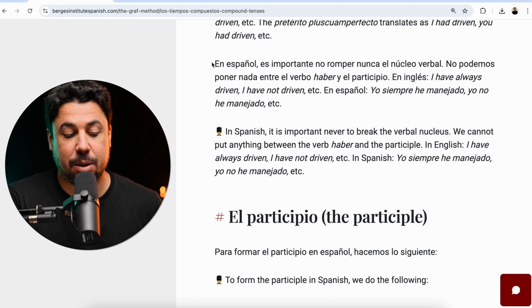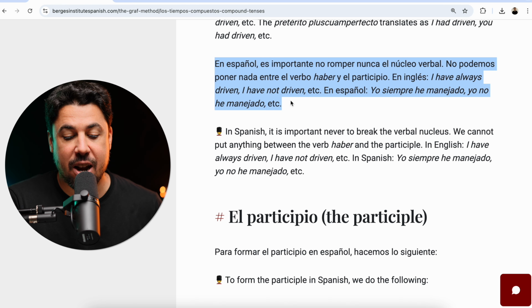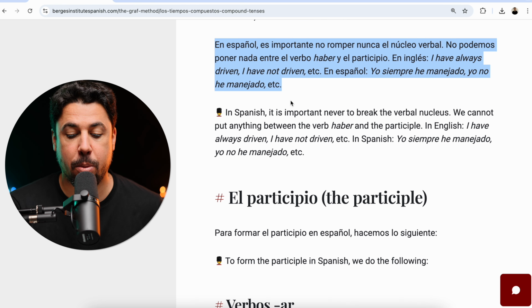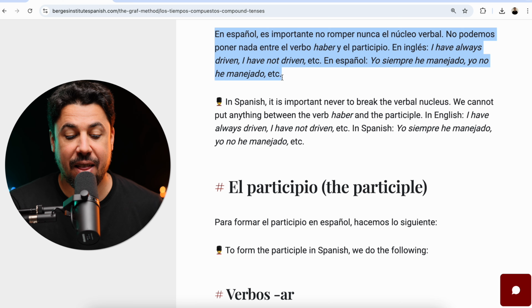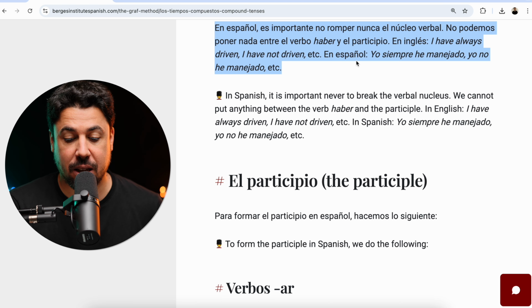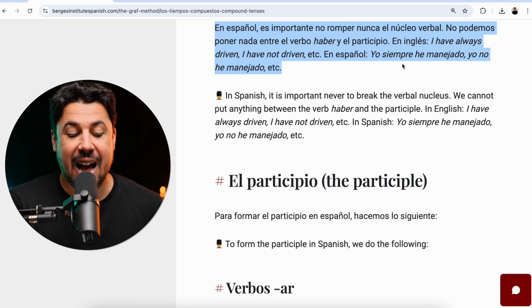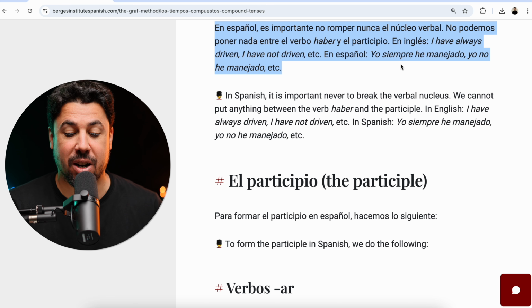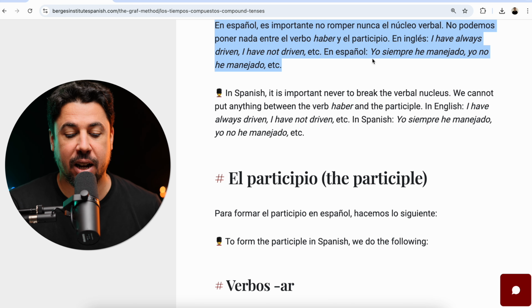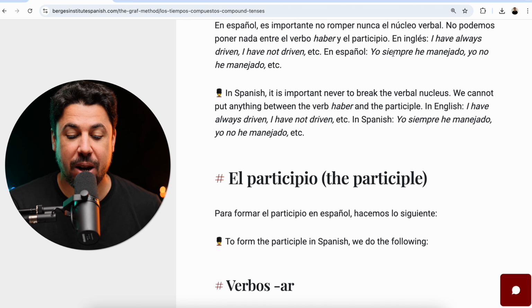So it says, en español es importante no romper nunca el núcleo verbal. No podemos poner nada entre el verbo haber y el participio. En inglés, I have always driven. Always is between have and driven. I have not driven, etc. En español, yo siempre he manejado. Yo no he manejado. There's nothing between he and manejado.